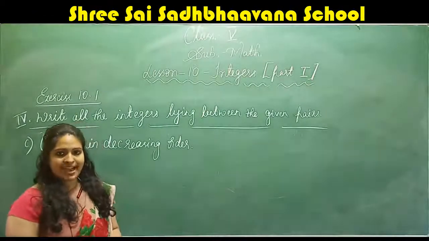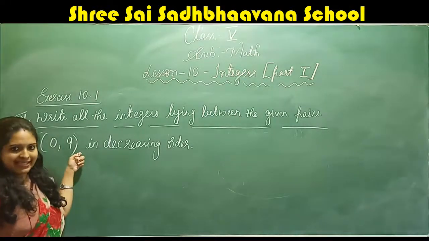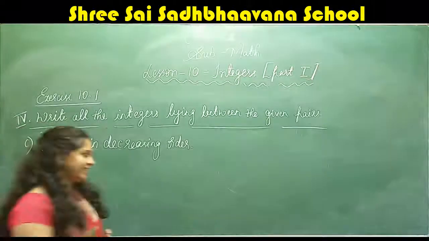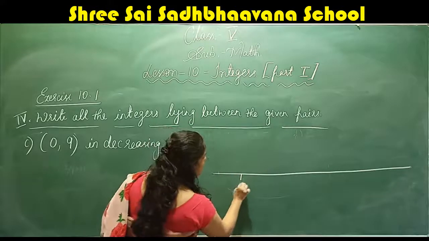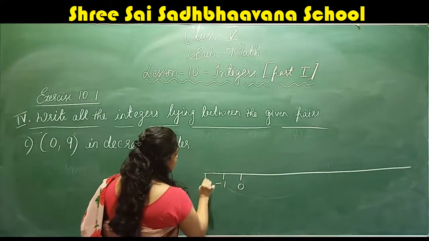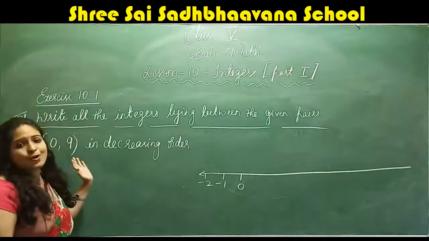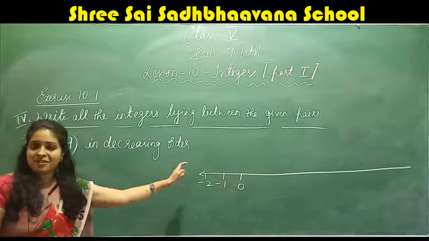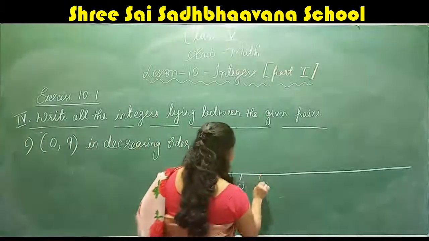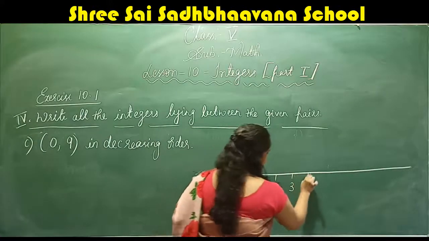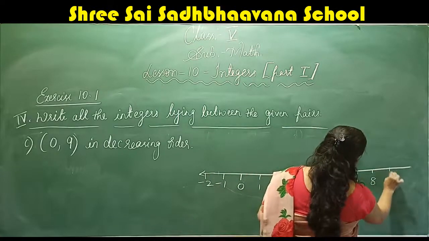Children, now let us discuss the C part. In C part they have given 0 and 9. So let us draw the number line. Here comes 0 and on this side you can draw the minus numbers, but I am not going to mark them because it is not necessary here. There is no need of marking the minus integers. So let me mark only the positive integers. So here comes 1, 2, 3, 4, 5, 6, 7, 8 and 9.